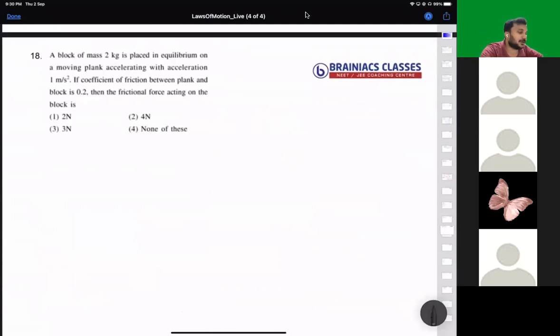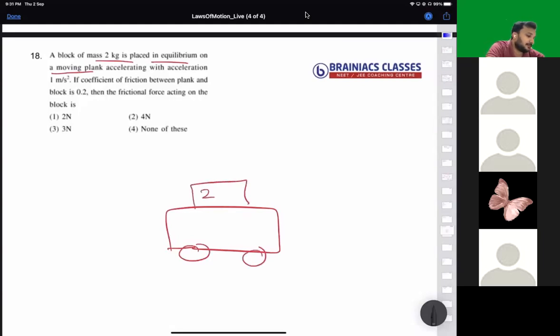A block of mass 2 kilograms is placed in equilibrium on a moving plank, accelerating with an acceleration of 1 meter per second square. The coefficient of friction between the plank and the block is 0.2. Then the frictional force acting on the block is? The plank is like a cart-like structure, and you have placed a 2 kilogram block over it. This block is moving with an acceleration of 1 meter per second square.